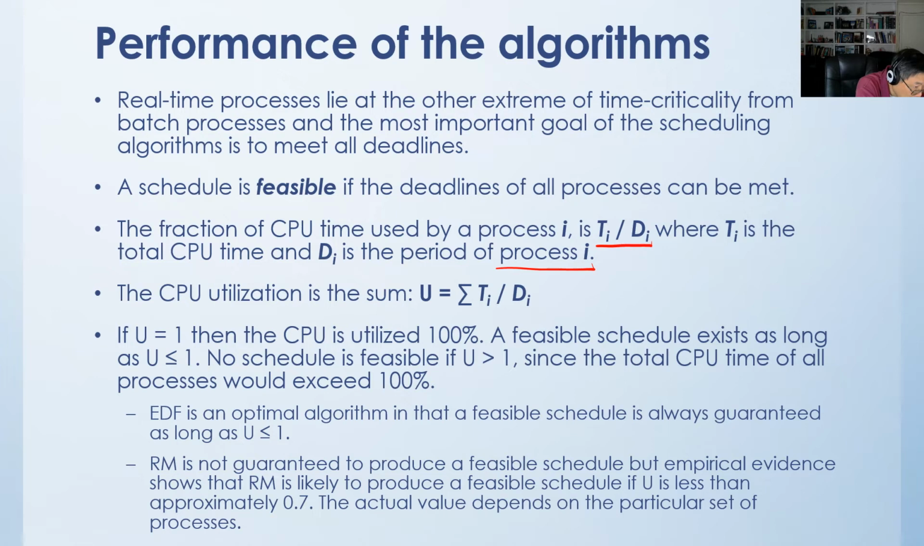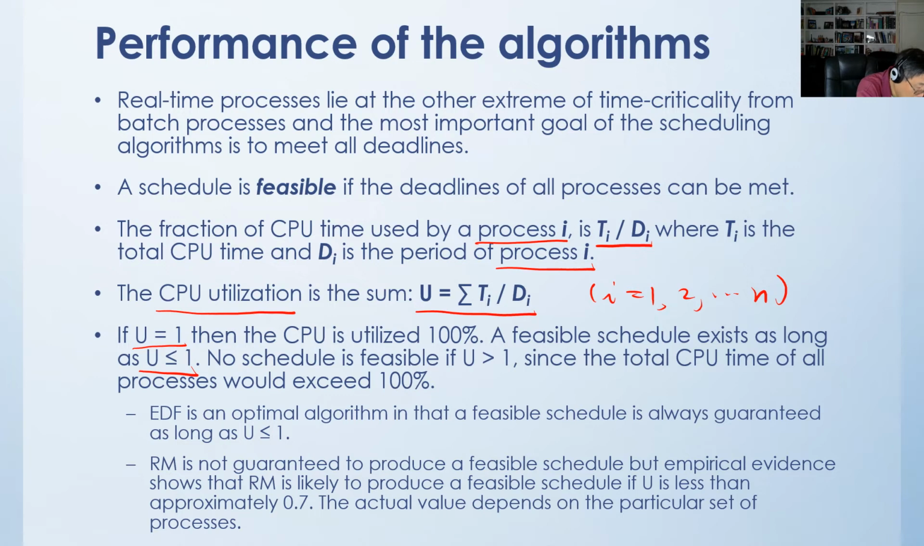So that's for each process. Now the CPU utilization U is the sum of all these fractions, with i from 1, 2, all the way to n. Okay, suppose we have n processes. Now the ideal case is U equals 1. Okay, you meet the requirements, and also the CPU utilization is 100%. That's the ideal case. So that means the CPU is not wasted. Now, a feasible schedule exists as long as U is less than or equal to 1.